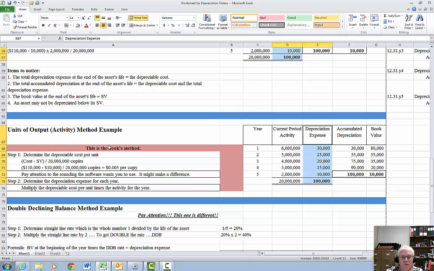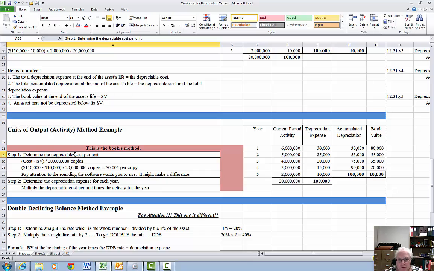The way the book does it, they want you to do it in a 2-step process. The first step is to determine the depreciable cost per unit. You take the cost minus salvage, $100,000, and divide by the total activity, which is the 20 million copies. That works out to a nice round half-cent per copy.